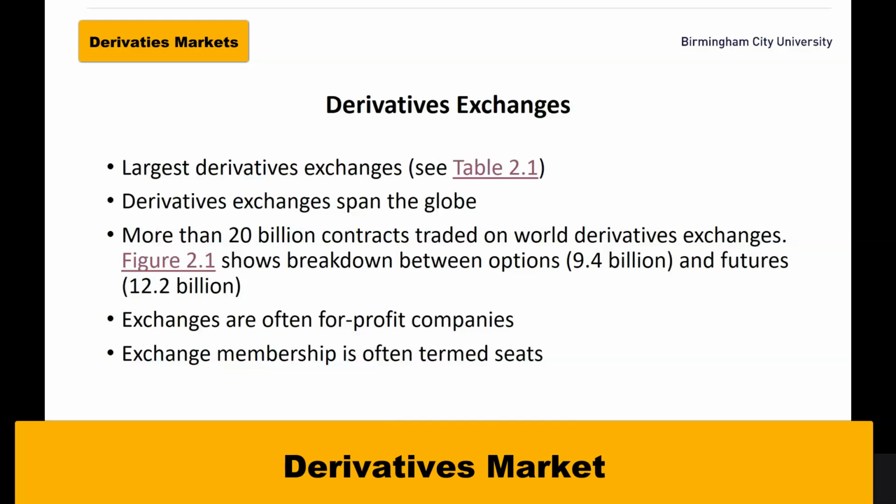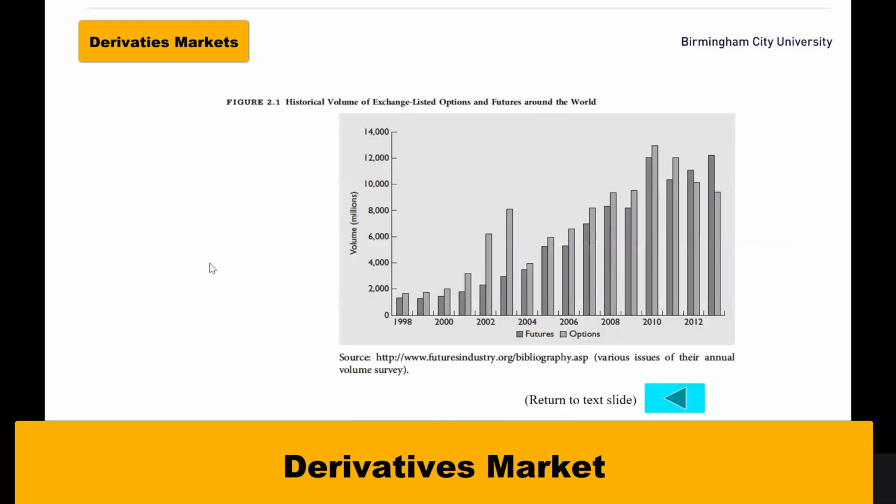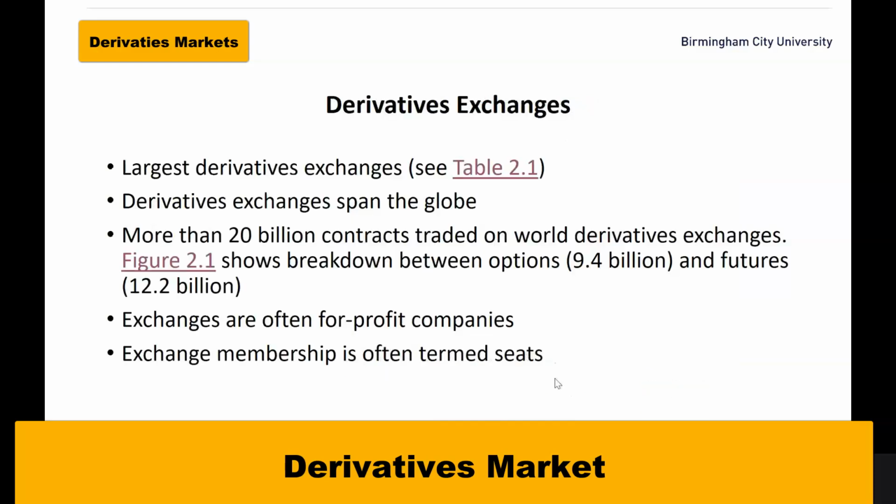Because they know that it is not relevant anymore to have a physical location, it's more like virtual and digital. If you look at this data, there are around 20 billion contracts traded on world derivative exchanges, but this data is old. Again, you see this is only till 2013. So a lot of changes have happened over time, and the derivative market has seen a lot of volatility, significantly increased over recent times.